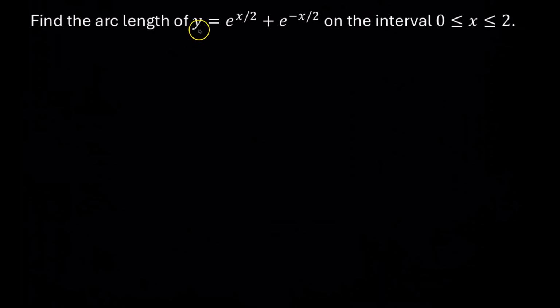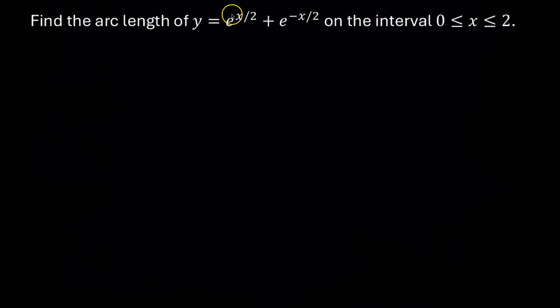Now let's find the arc length of y equals e to the x over 2 plus e to the negative x over 2 on the interval from 0 to 2. Let's start by taking the derivative. Here we have two terms being added together, so we could do each one separately, and each one is going to require a chain rule.